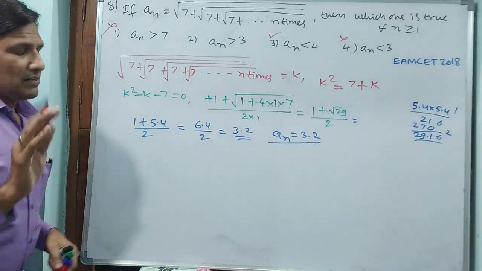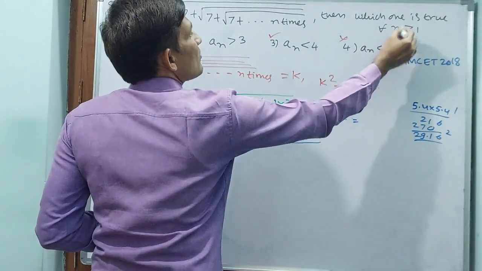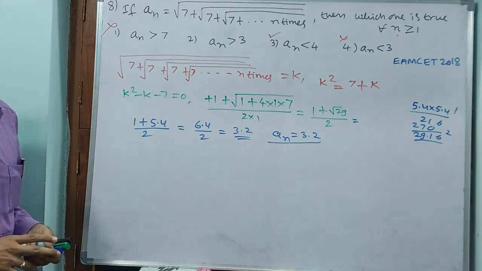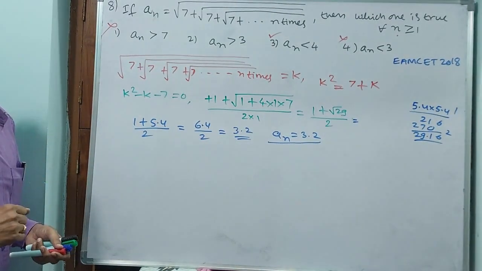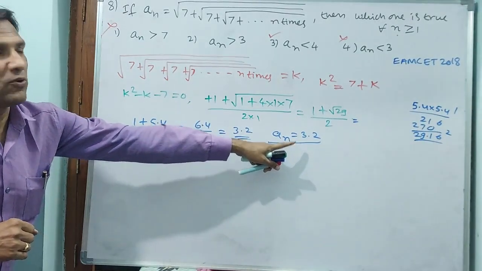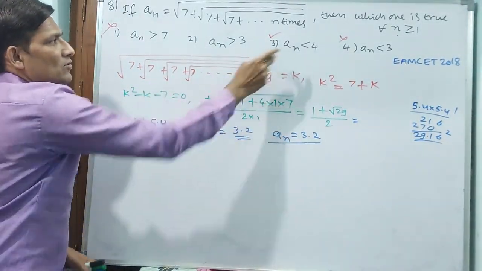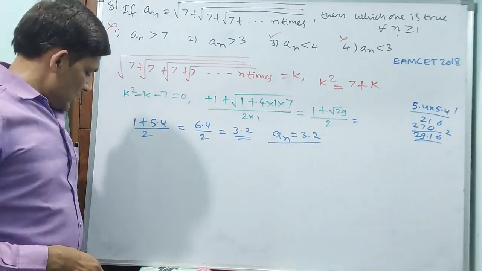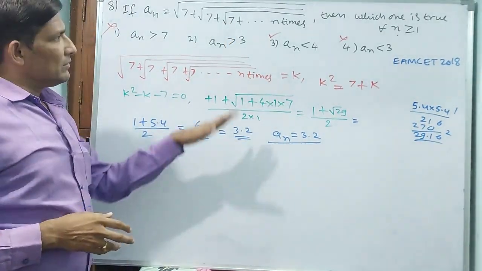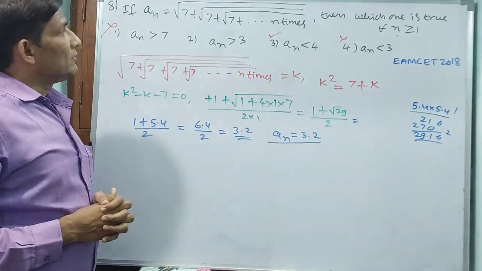Why? Because here you observe carefully. n greater than or equal to 1 they have given, we have taken like that. That means up to where it is going, it is limiting. That means 4 is the limit. It is not going to cross 4. That is why you better take this option. Greater than 3 means it may go up to infinity also. We take this answer.